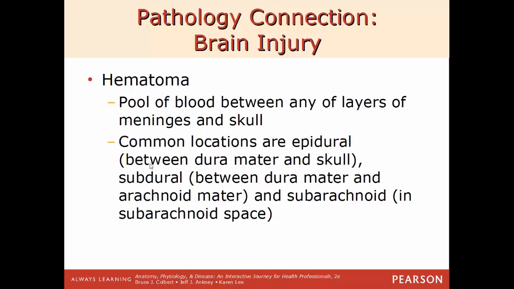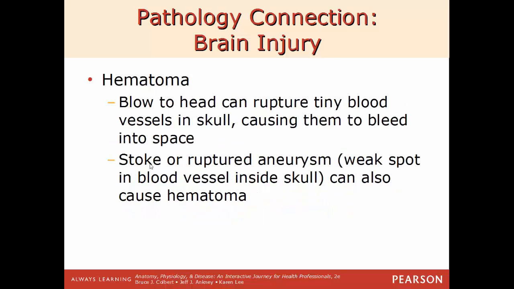Hematoma. This is a pool of blood that's found between any of the layers of the meninges and the skull itself. Some common locations are epidural hematomas, which are found between the dura mater and the skull. Subdural hematomas, found between the dura mater and the arachnoid mater. And subarachnoid hematomas, found within the subarachnoid space. Now, a blow to the head can rupture tiny blood vessels in the skull, causing them to bleed into one of these spaces. A stroke or a ruptured aneurysm, say a weak spot in a blood vessel inside the skull, can also lead to a hematoma.